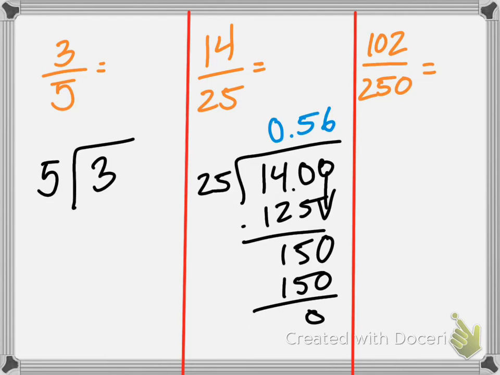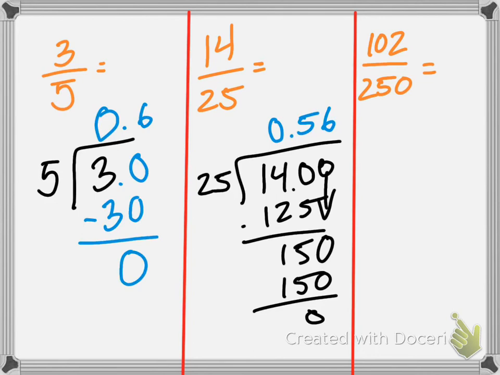What about this first one? Brody, what about the first one? The answer I got for the first one was 0.6. Perfect. 6/10. Perfect. 0.6 or 6/10. 5 goes into 3 0 times. We put that decimal, add the 0. 5 goes into 30 6 times. It's exactly 30. We get 0. We're done. What about this last one then?